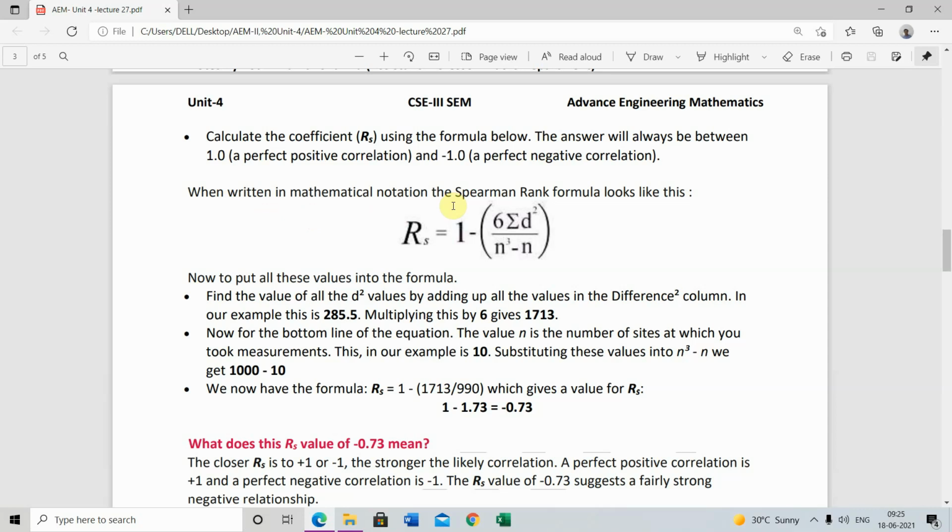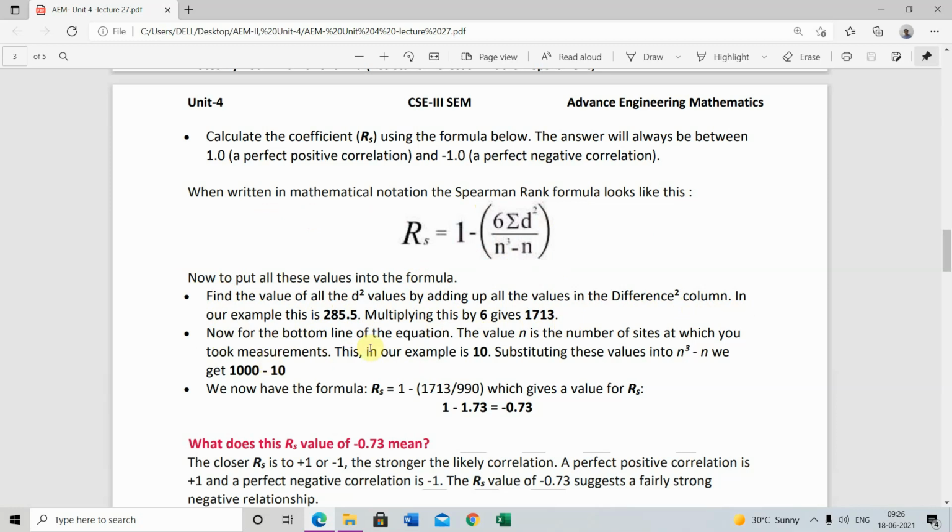When written in mathematical notation, the Spearman rank formula looks like this: rs equals 1 minus 6 summation d squared upon n cubed minus n. Now to put all these values into the formula, find the value of all the d squared values by adding up all the values in the difference column. In our example, this is 285.5, multiplying this by 6 gives 1713.